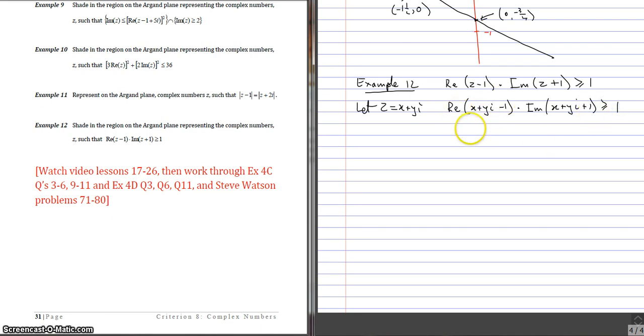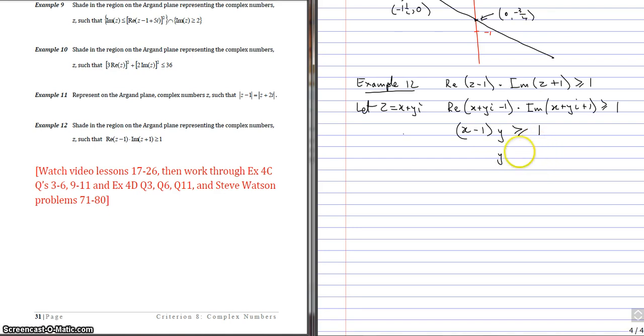So our real part is going to be x minus 1. We need to multiply that by the imaginary part, which will be y. That's greater than or equal to 1. Let's rearrange that. And when we do rearrange, we want to get our y on the left hand side. We need to take or put the x minus 1 over to the right hand side.